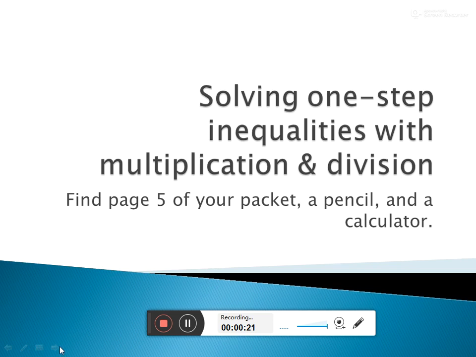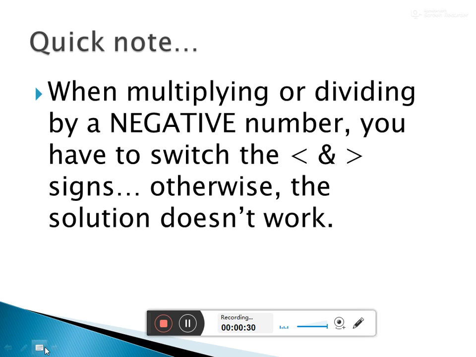Alright. At the very top of page 5, you're going to want to write the note that's about to pop up on my screen. Here we go. So I'll say it and then I'll have you pause it to write it down. When you multiply or divide by a negative number, super important words right there, by a negative number, you have to switch the less than and greater than signs. Otherwise your solution won't work, and we'll talk about that in a second. So go ahead and pause the video, and then once you write that down, play it again.